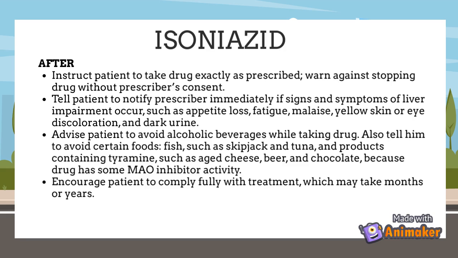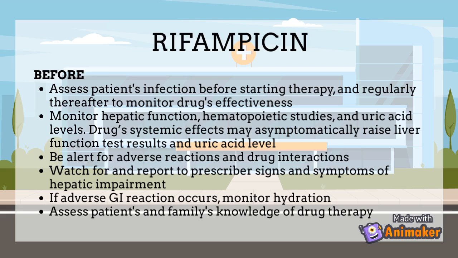The nurse must tell patient to notify prescriber immediately if symptoms of liver impairment occur, like loss of appetite, fatigue, malaise, jaundice, and dark urine. Then lastly, the nurse must urge patient to comply with treatment, which may last for months or years. Next, drug rifampicin.